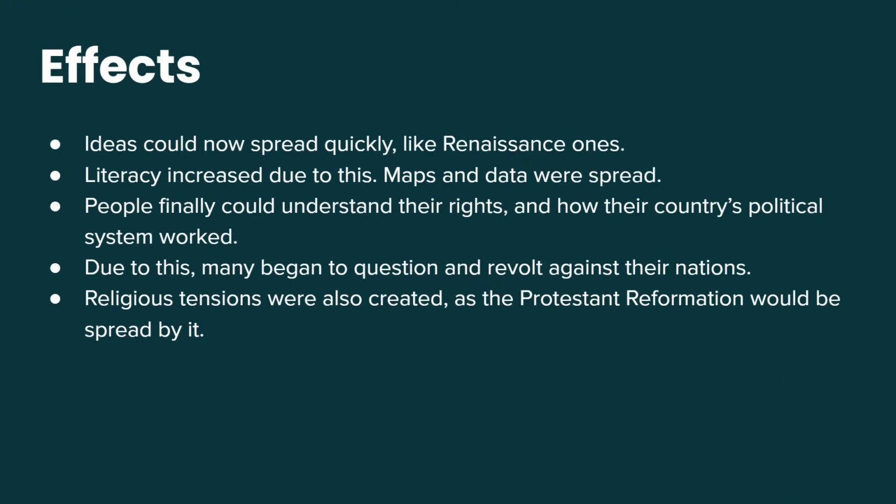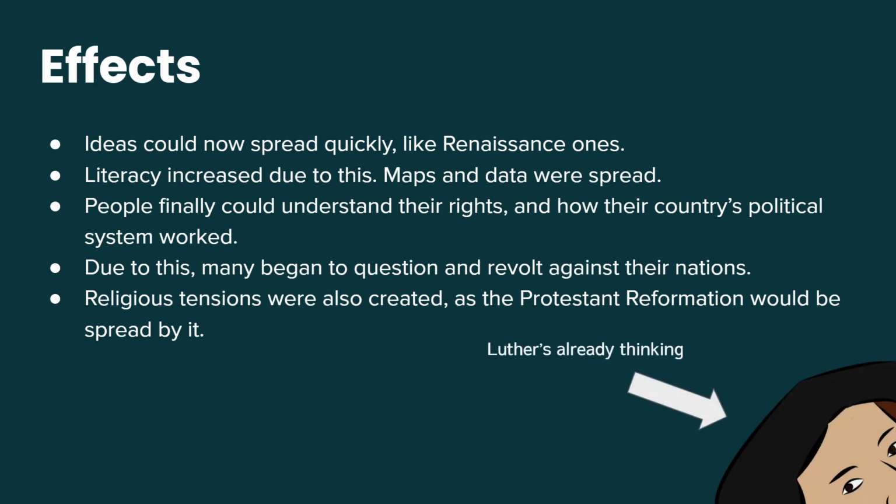So the effect is that ideas can now spread quickly, like the Renaissance ones. This helped to spread those ideas. Literacy increased, maps and data were spread, and people could finally understand their rights. This caused some conflict because people began to question their authority and revolt, because they realized, oh, that's not fair. Religious tensions were also created, and this set the ground for the Protestant Reformation. Martin Luther was already thinking at this time.